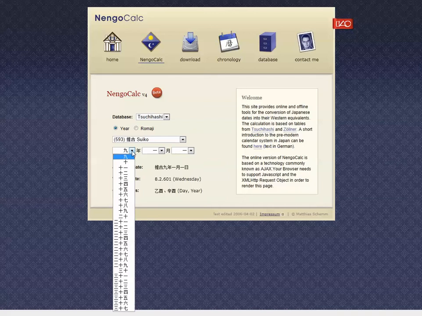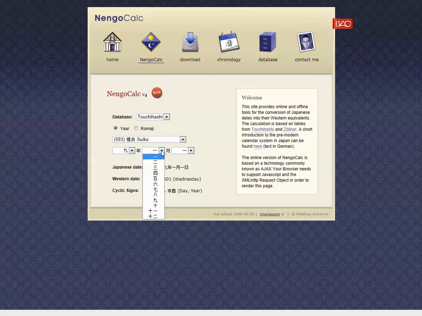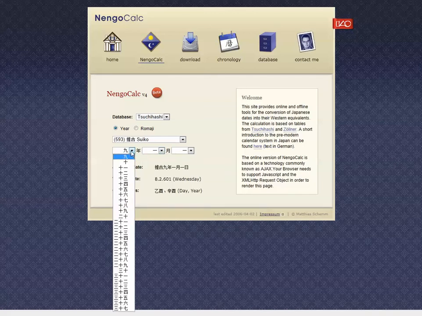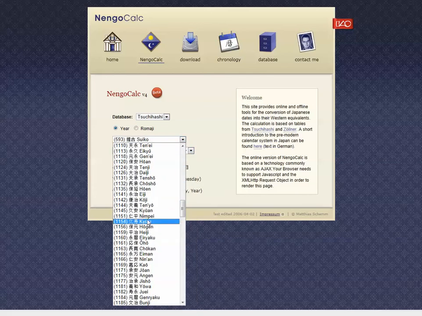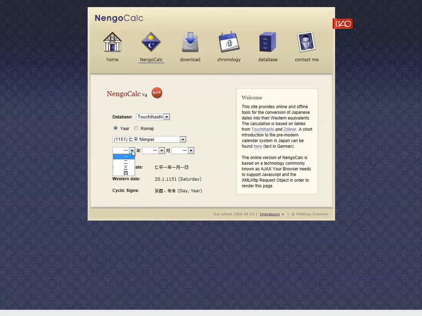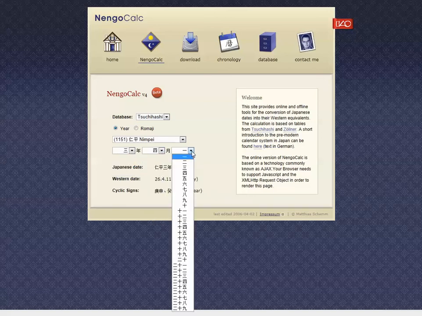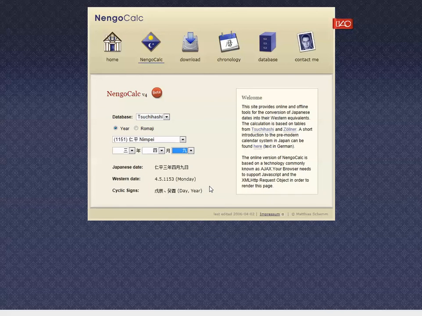You can see our choices and a month. This number is going to be the year number associated with the Nengo, and this one with the month, and this one with the date. Okay, so just kind of randomly go down here. I'll pick something. Notice it's intuitive, so it knows that in Nimpei there were only 4 years. If you could choose one, I'll say the 3rd year of Nimpei, and I want to know what the 9th day of the 4th month was.